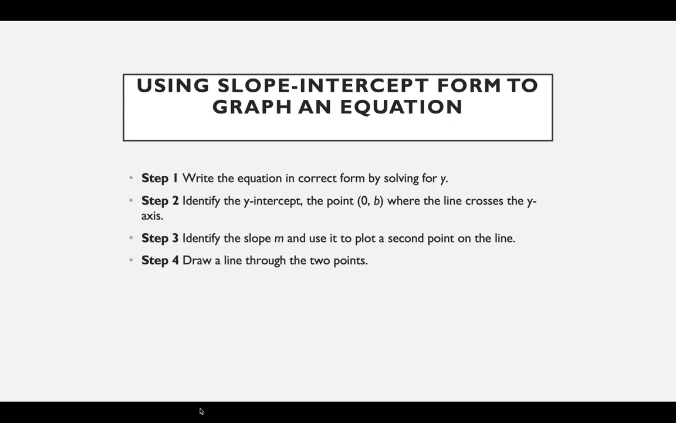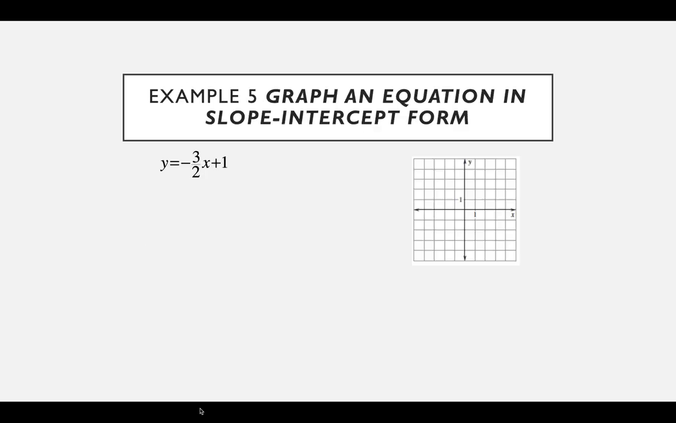Okay, so we can use slope-intercept form to graph an equation. What you're going to do is start at the y-intercept. You're going to plot that point, and then you're going to use the slope to get a second point and then play connect the dots.